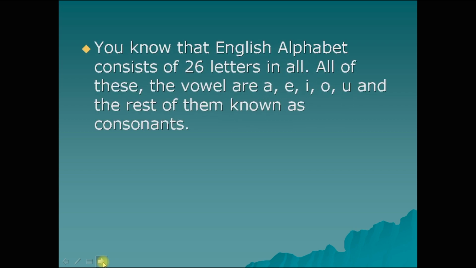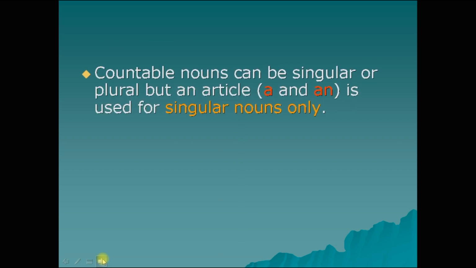Okay, do you know that the English alphabet consists of 26 letters in all? Of these, the vowels are A, E, I, O, U, and the rest of them are known as consonants. Countable nouns can be singular or plural, but the articles a and an are used for singular nouns only. So, yung countable, yun yung mga nabibilang na noun. So, ginagamit lamang ang a and an sa mga singular noun only.